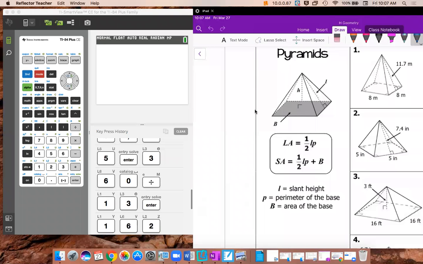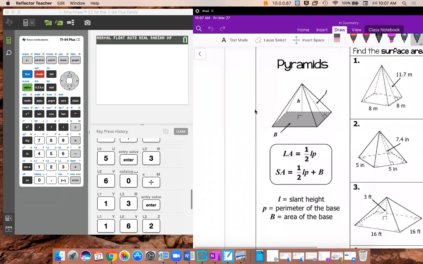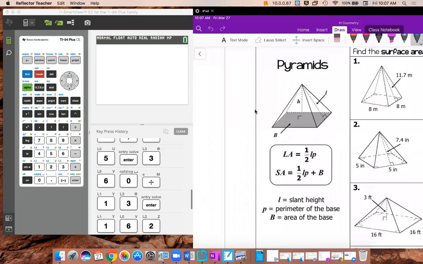All right, guys, so the first video we're going to talk about is finding the surface area of pyramids. So before we go to a couple examples, I just have some vocab words that we need to get out of the way when we're talking about pyramids. So the first thing is you have all of the sides of the pyramid join at this top point, and we call this top point an apex.